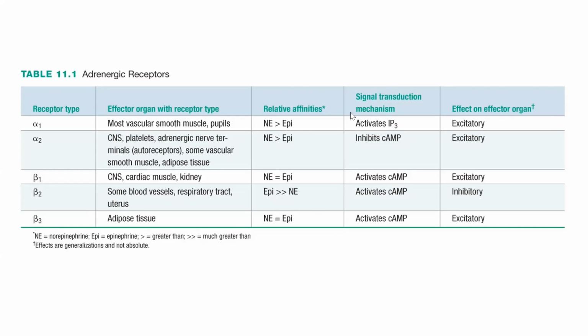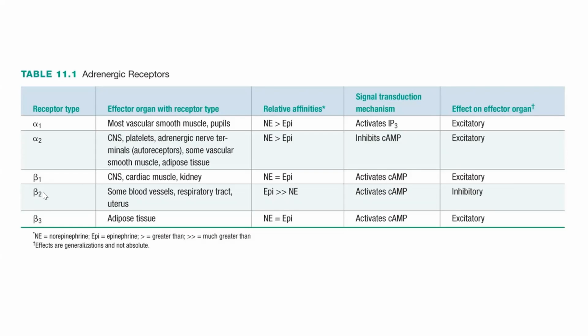You're also going to want to know the signal transduction mechanism. So whether it's going to activate its second messenger and what the second messenger is, or it's going to inhibit that second messenger. And then lastly, you're going to want to be thinking about the effect on the tissue level. So we said all alpha receptors are excitatory, and that means that they're usually going to bring about activating responses on the tissue level. So things like vasoconstriction, bronchoconstriction, just really exciting the tissue, increasing heart rate, increasing respiratory rate.